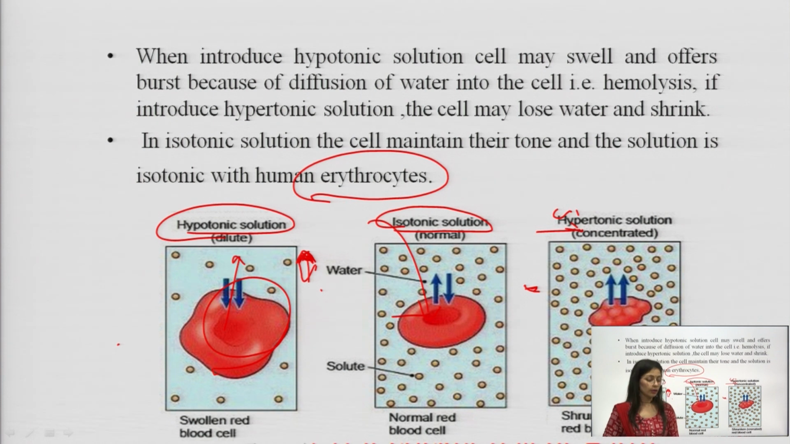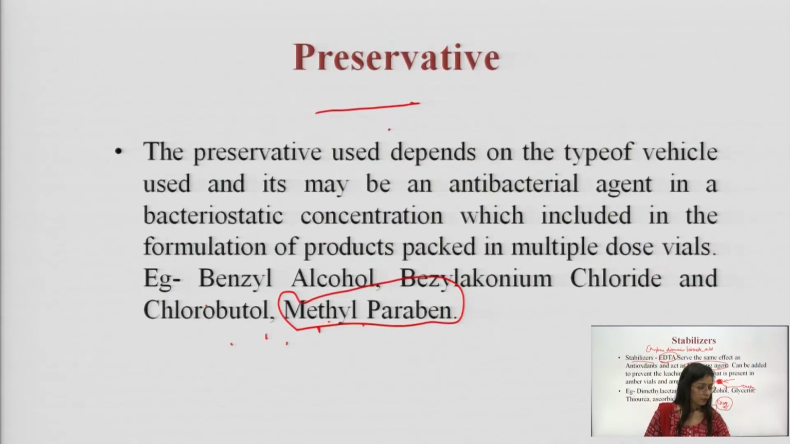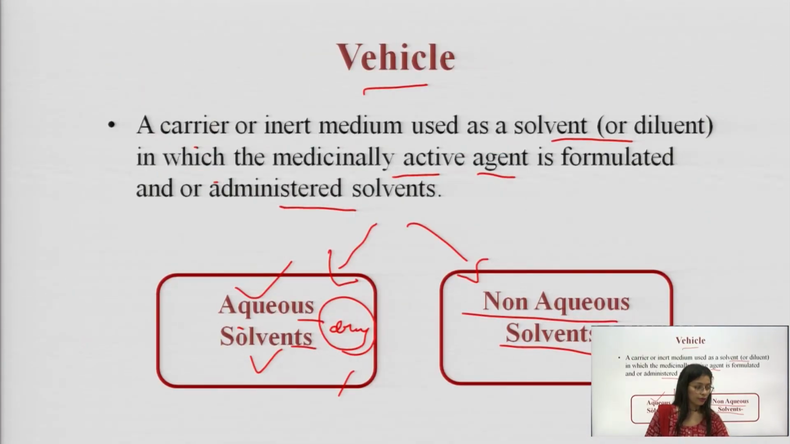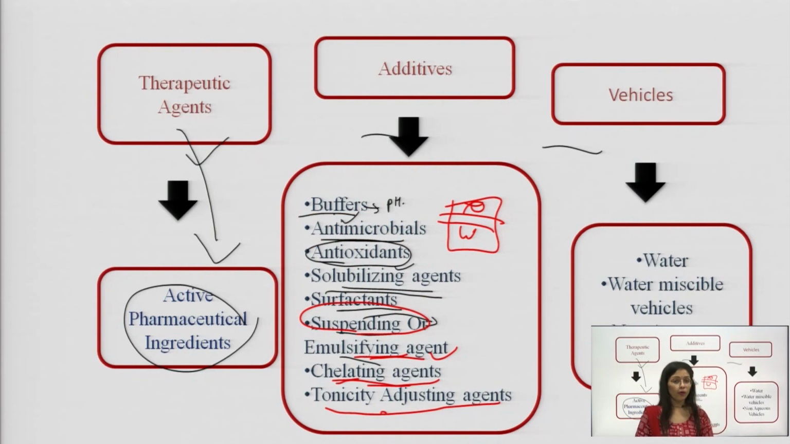These are the things that need to be ensured when you are formulating medications as parenteral products. They can be additives or agents. These are the things that are required, so you have to learn this table very well. Learn all the examples incorporated in the preparation of parenteral products. So we have therapeutic agents, additives, vehicles, buffers, antimicrobials, antioxidants, solubilizing agents, surfactants, suspending agents, emulsifying agents, chelating agents, and tonicity adjusting agents. These all are important and all have some basic roles.